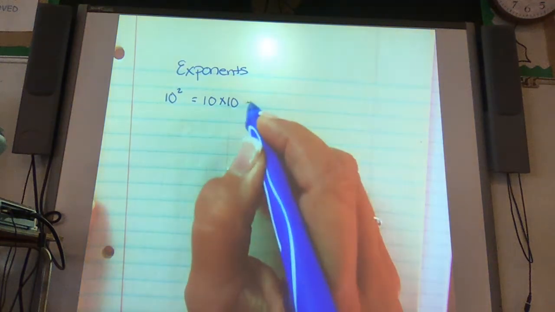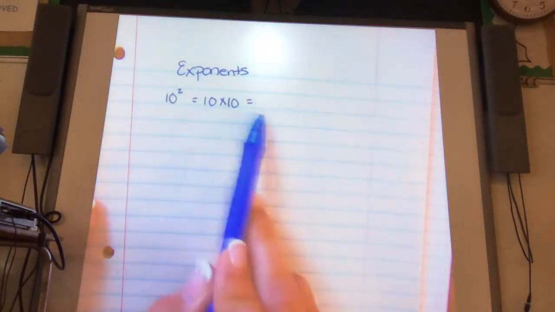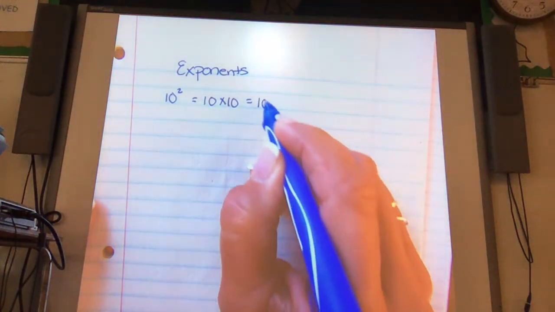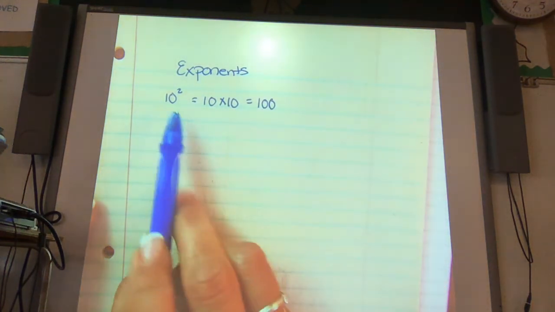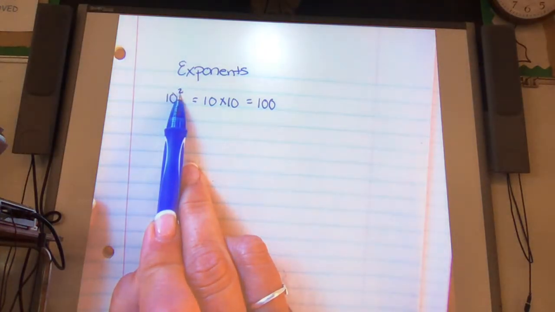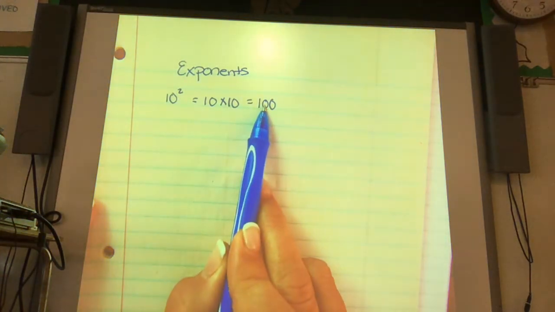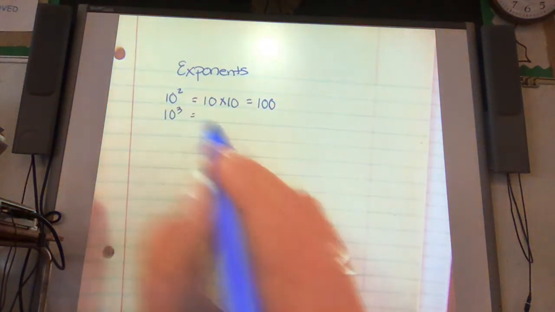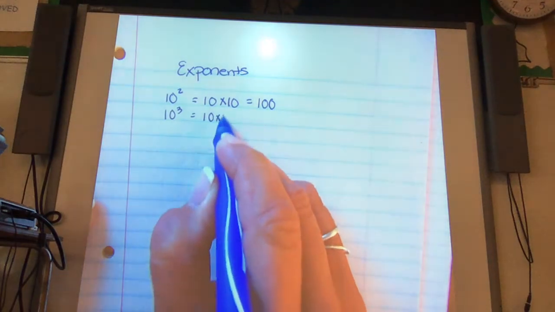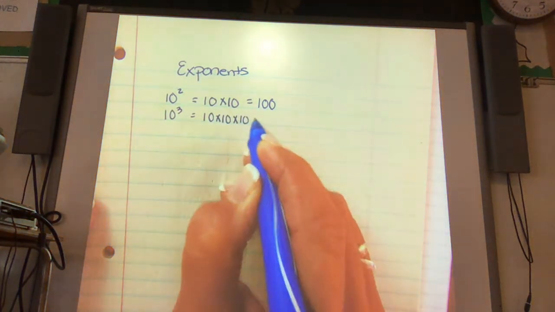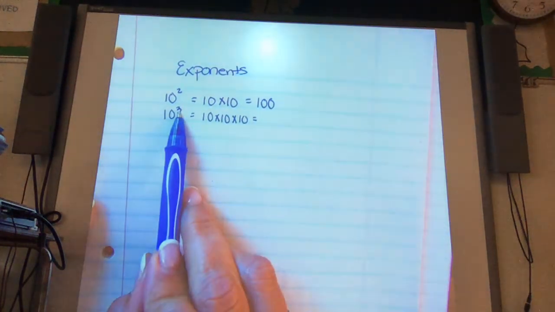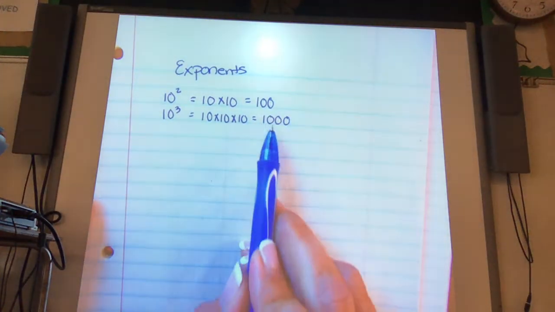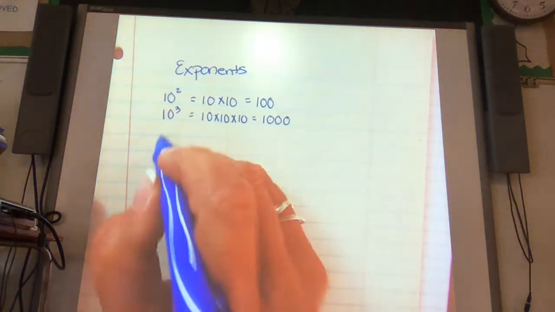And so, what is the answer to 10 to the second power or 10 times 10? The answer is 100. So, you can also think of that little exponent telling you how many zeros would be in an answer. So, 10 to the third power would be the same as 10 times 10 times 10. Third power, 3 tens, 3 zeros.